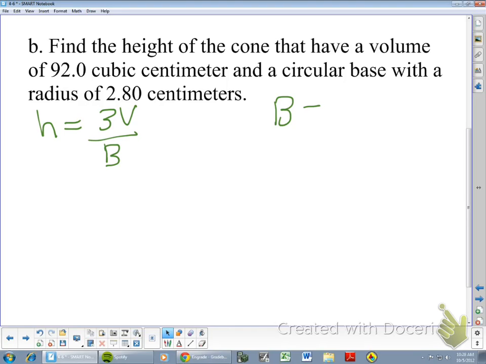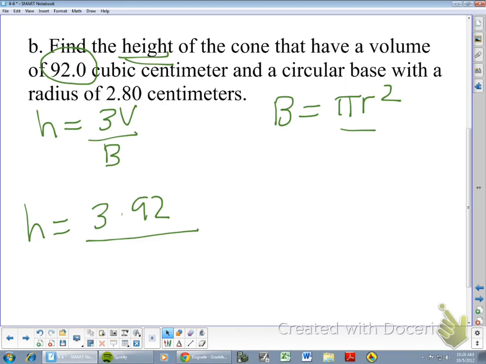And we remember the big B stands for pi r squared, because the base of a cone is a circle, and the area of a circle is pi r squared. So they ask us to find the height if the volume is 92.0 cubic centimeters, and it has a circular base with a radius of 2.80 centimeters. So let's fill in that information. That's 3 times 92 divided by, now let's use the r in this formula, pi times 2.8 squared, right?